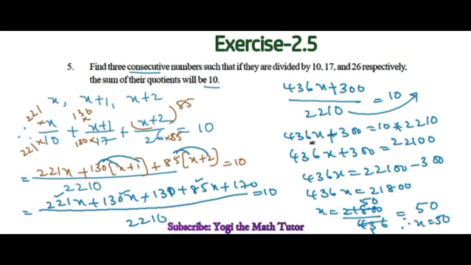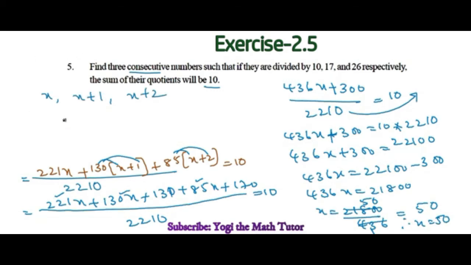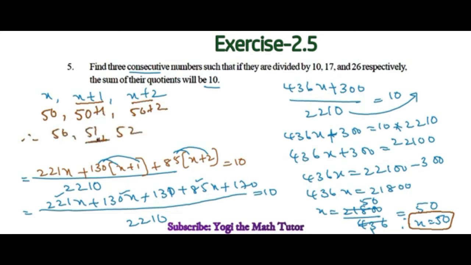Now next they are asking to find the 3 consecutive numbers. So our x answer is 50, we got it. Now you can find the 3 consecutive numbers. The first one is x, that is 50. The second consecutive is x plus 1, that is 50 plus 1. The third consecutive is 50 plus 2. The final answer is 50, 51 and 52. These are the 3 consecutive numbers.